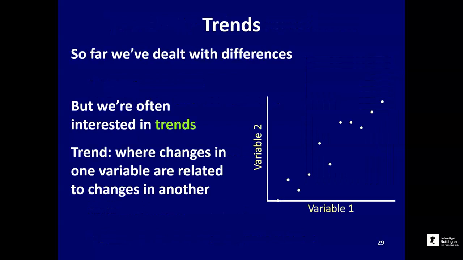Okay, so trends. We've spent a lot of time dealing with differences, looking at differences between means, or in the previous section, differences between frequencies. But very often in the life sciences, we're interested in actually trends between continuous variables. So visualized on a graph, this sort of thing. We've got two variables. We want to know if there's a positive correlation or a positive association of some sort between them, or a negative one, or no association. So when one variable increases, does the other variable tend to increase or decrease or do nothing?